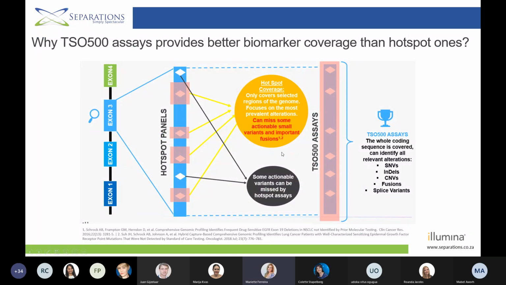And this is just an example of what I'm talking about. With hotspot coverage, you only cover selected regions of the genome, and therefore you can miss actionable small variants or important fusions. Whereas with the TS0500 assay, the whole coding sequence is covered, and you can identify all relevant alterations, including single nucleotide variants, indels, copy number variations, fusions, and splice variants.